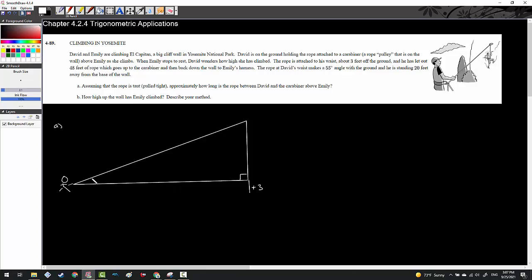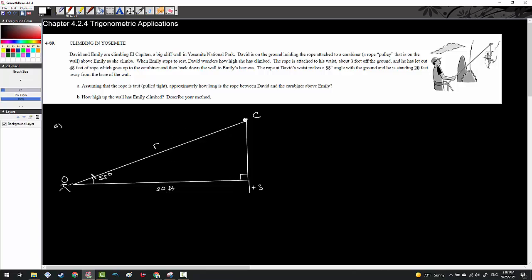Well, we know that the rope at David's waist makes a 55-degree angle with the ground. He's also standing 20 feet away from the wall. And they want us to find how long the rope is. It says assuming that the rope is pulled tight, how long is the rope between David and the carabiner? So the carabiner is right here. I'm going to find out this distance and call that R. Usually I call the hypotenuse of a right triangle R. It's just my choice. It's up to you.